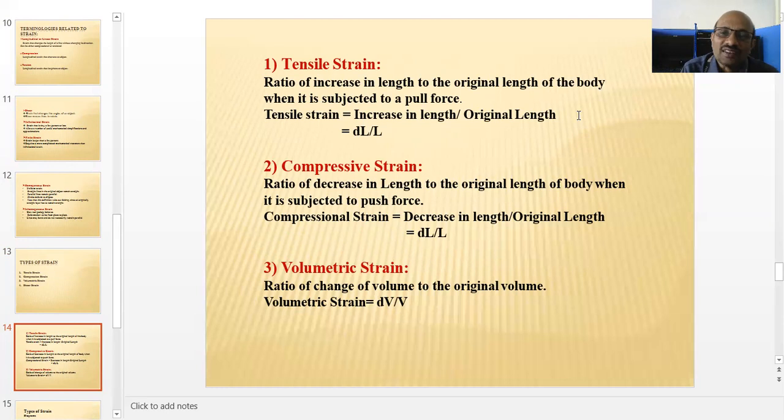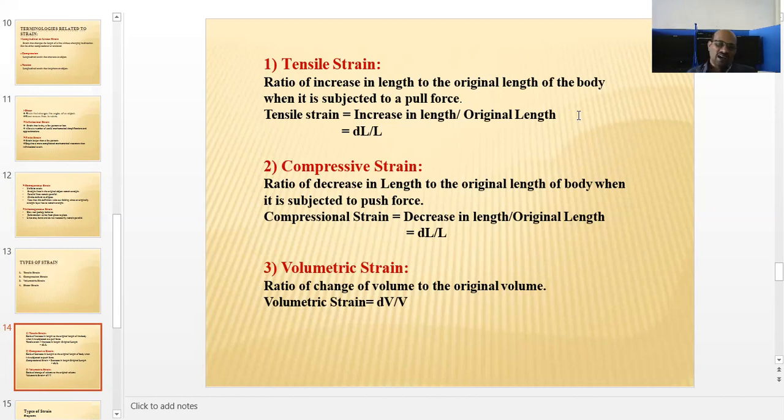Another is compressive strain. In tensile strain, I am speaking only about length; the resultant of tensile stress is an increase in length. I am not speaking any other new word here. In compressive strain, I am speaking only of the decrease in length over the original length. Suppose the increased length was 11; for the decrease in length you take 9 meters. The original length is already taken as 10 meters. So 9 by 10 is the compressive strain.